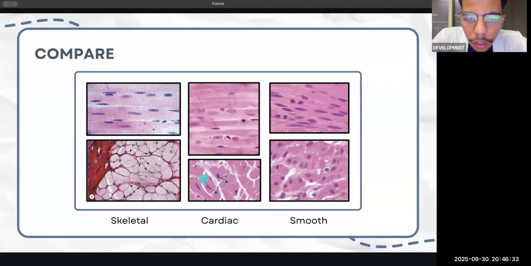Same thing with the cardiac cells. The nucleus is centrally located. Okay, and here you can see the what? The intercalated discs. And then in skeletal muscle, it's just striations, and the nucleus is what? Peripheral, towards the edges. Okay? So any questions?